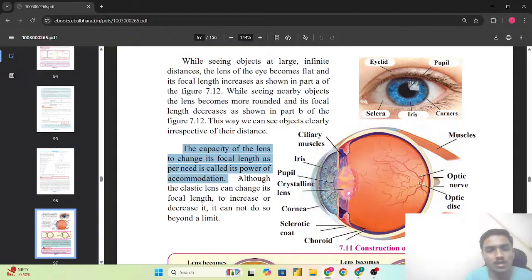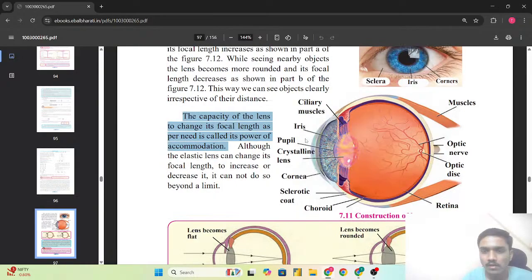This may be asked. Although the elastic lens can change its focal length to increase or decrease it, it cannot do so beyond a limit. मतलब एक लिमिट तक ही फोकल लेंथ जो है वो एडजस्ट हो सकती है या तो डिक्रीज और इंक्रीज हो सकती है डिपेंडिंग ऑन द हाउ द लाइट कमिंग फ्रॉम दैट डिस्टेंट ऑब्जेक्ट्स और नियर बाय ऑब्जेक्ट्स.